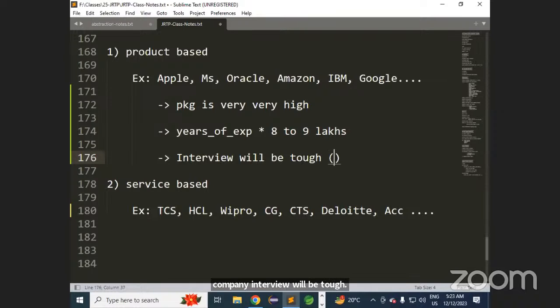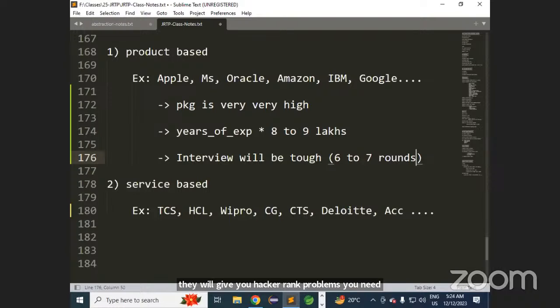I mean to say, they will take minimum 6 to 7 rounds of interview. In those 6 to 7 rounds, they will not ask a single question on what is Spring Boot, what is microservices. It's not required for them. They will check data structures, algorithms, system design, design patterns, time complexity, space complexity. So they will give you HackerRank problems. You need to solve them.